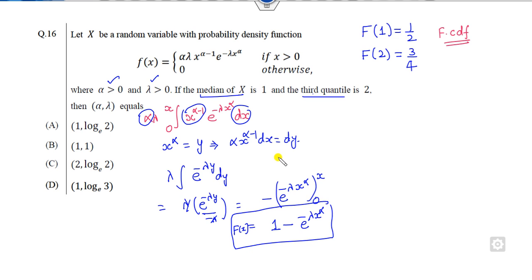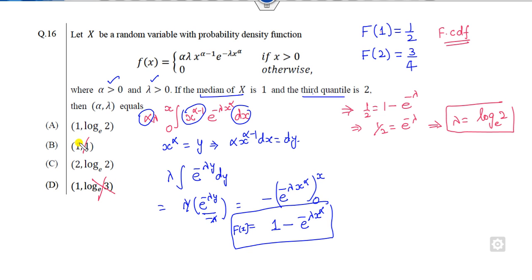Now once you know the CDF of this, I can substitute here. What is F of 1? Half equals 1 minus e raised to power minus lambda. So can you find the value of lambda from here? It clearly says that lambda is nothing but ln of 2. So this option is cancelled out, this option is cancelled out. Now you only need to check whether alpha is 1 or 2.